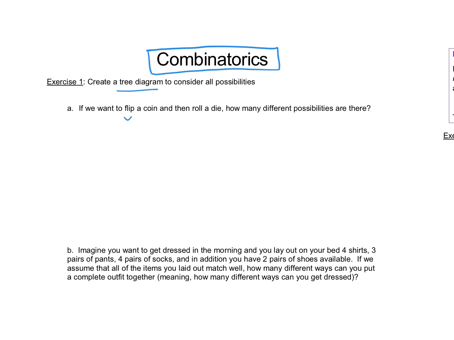So, suppose we want to flip a coin and then roll a dice. We want to know how many different possibilities there are. A coin could be either a head or a tail, and a dice could be a one, a two, a three, a four, a five, or a six. So if we have some sort of starting point, then we're going to branch off. That's why we have a tree, and we'll be either a head or a tail.